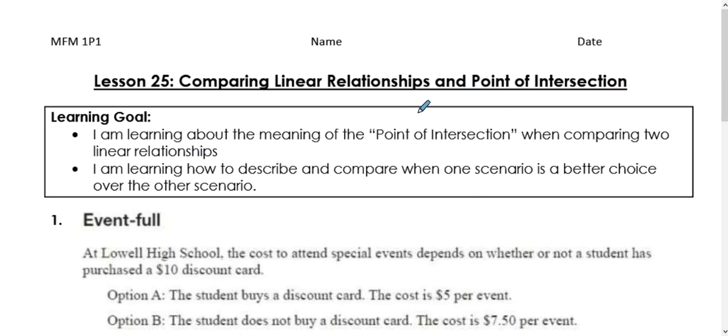So I'm learning about the meaning of the point of intersection when comparing two linear relationships. And I'm learning how to describe and compare when one scenario is a better choice than the other scenario. We're going to have two scenarios to look at, and we're going to be able to say, all right, this scenario is better when, and option B is better when. So we're going to be taking care of two little things, all related to linear relationships with rate of change and constant, all that's embedded, but it's a bigger connection. That's what we're going to take a look at today with our learning.